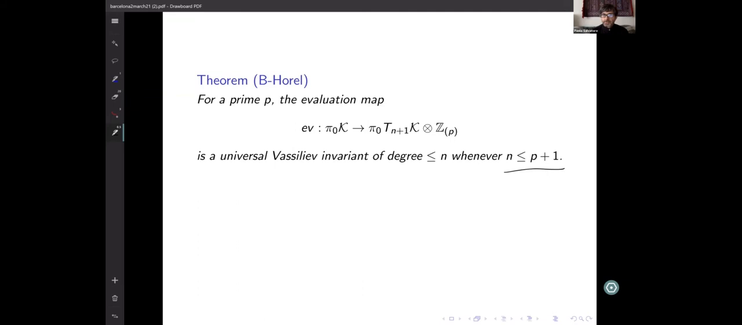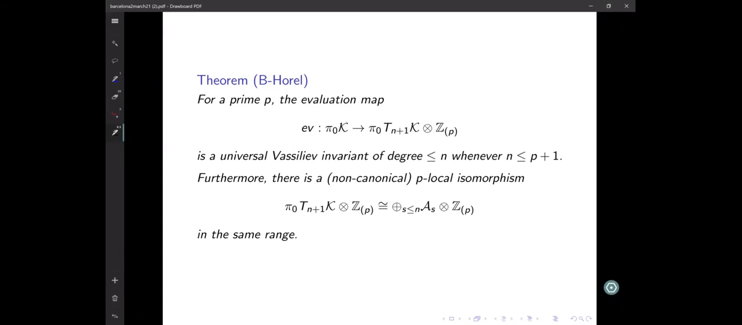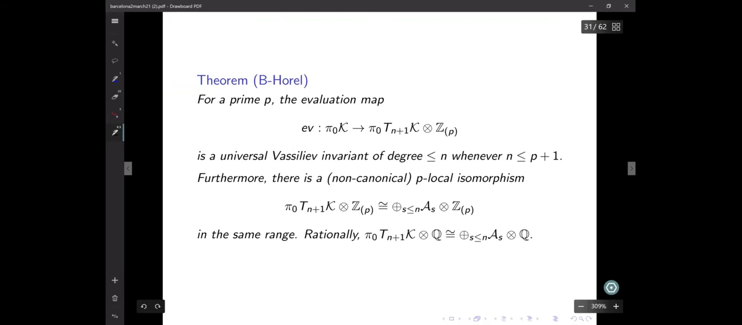And the second point is that all the extension problems you have, you can solve. So you get this p-local isomorphism between the n plus one space in the tower and the direct sum of the algebras of chord diagrams. Okay, just like in Kontsevich's theorem, rationally. Rationally, we can get full collapse. We can deduce from this theorem the rational theorem of Kontsevich, and then there is full collapse in that case, and this is the decomposition that we had before.